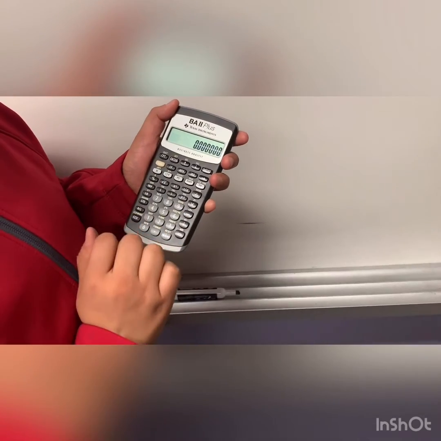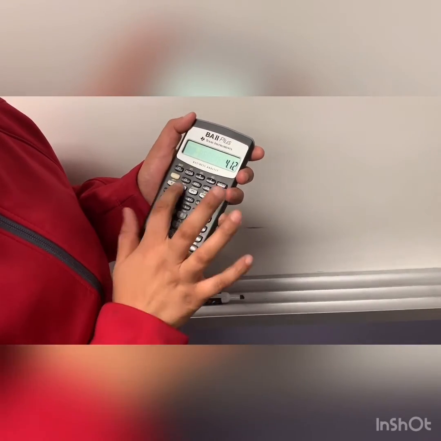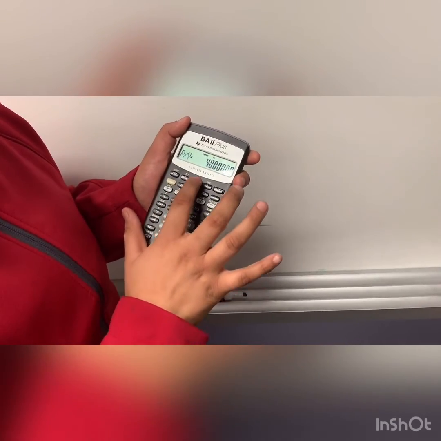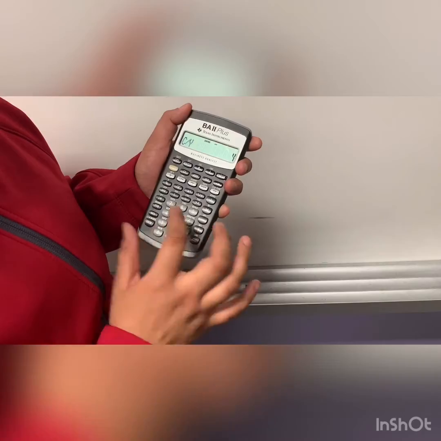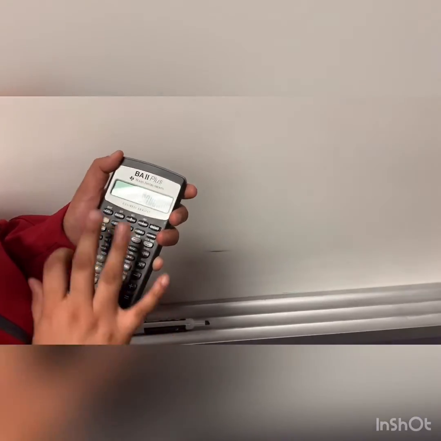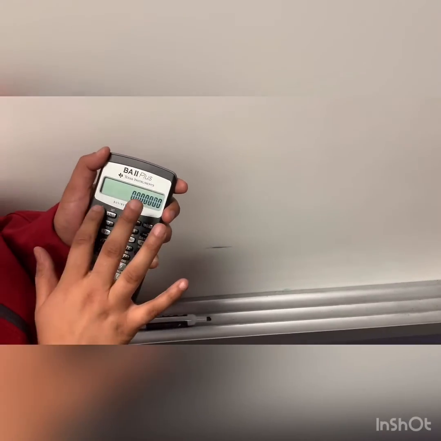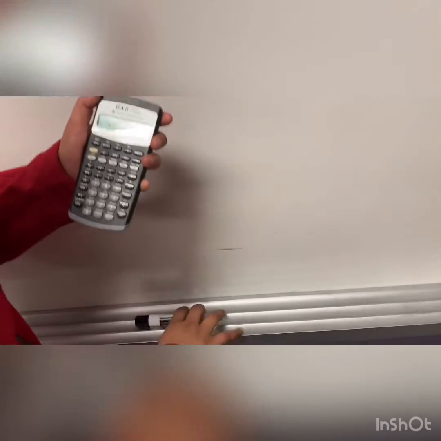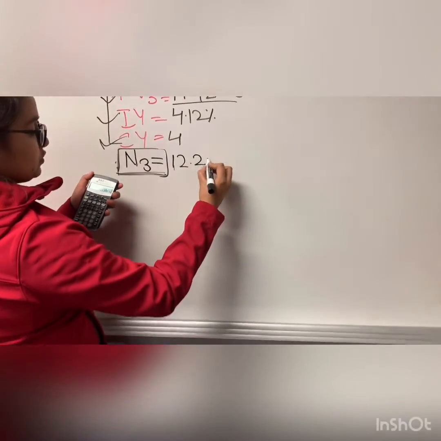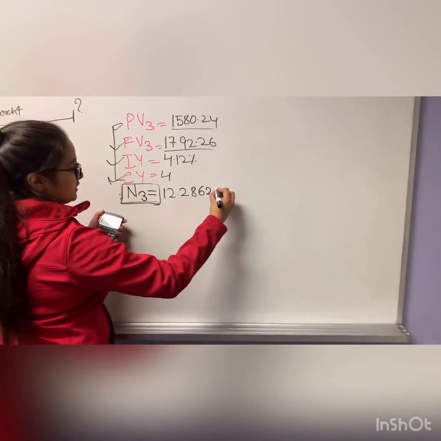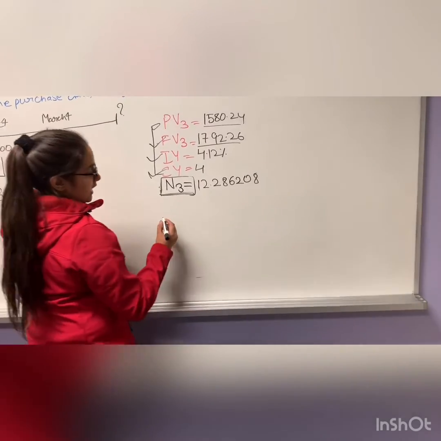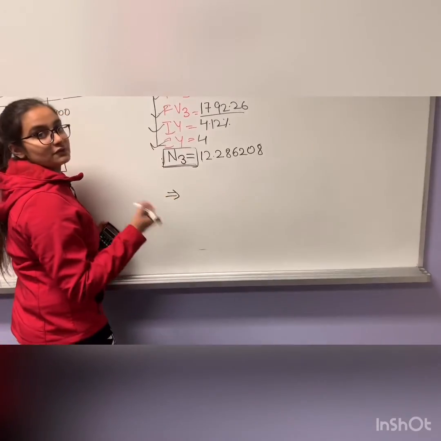So now I'm putting IY in it. It's 4.12 IY. And now I need to put CY. So CY is 4, and CY is already in it, but I am doing it again. So clear. So now I'll have my final answer. It's N. Compute N. Now we have our N. It's 12.286208. So to have our final answer, we need to solve it further.